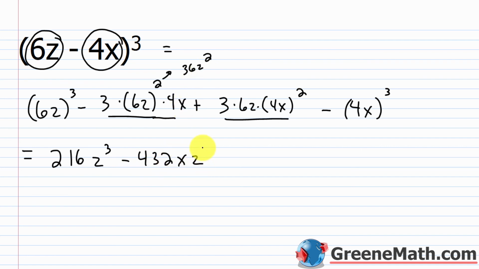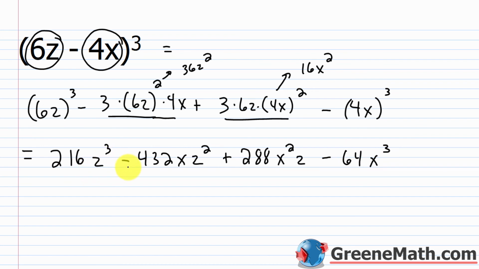So xz squared. And then plus, you have 3 times 6z times 4x, that amount squared. So this right here would be 4 squared times x squared. We know 4 squared is 16. So let's write 16x squared for that. So 3 times 6 is 18. Then 18 times 16 would be 288. And you'd have x squared z. Then lastly, you have minus 4x cubed. 4 cubed is 64. And then x cubed is just x cubed. So we have 216z cubed minus 432xz squared plus 288x squared z minus 64x cubed.